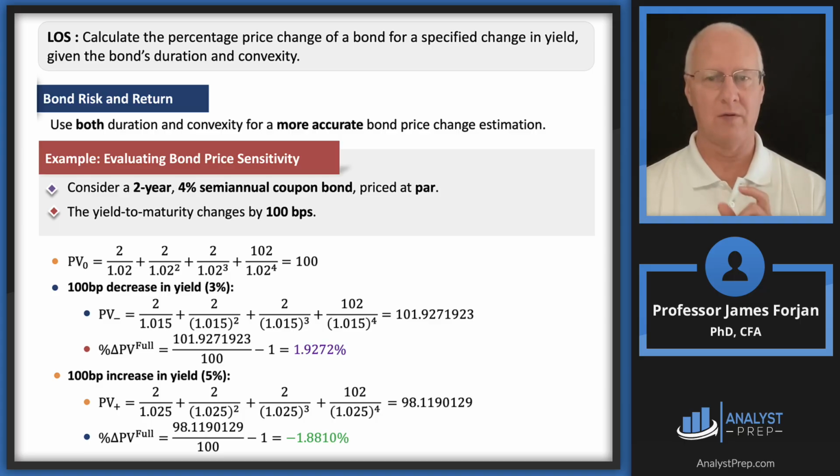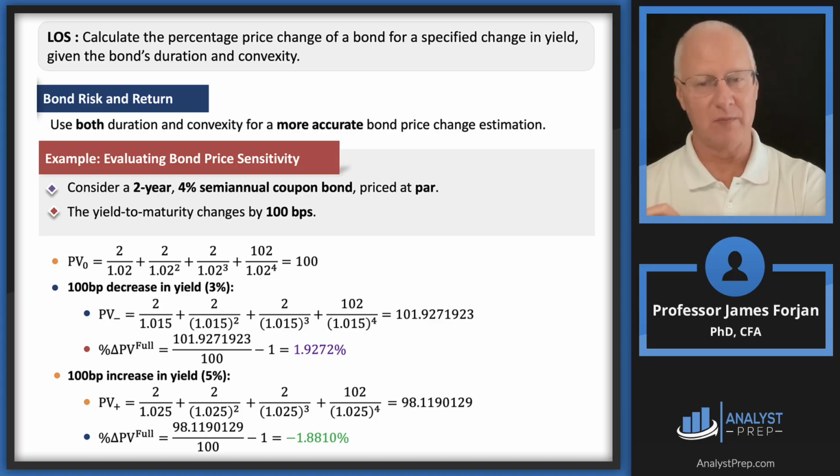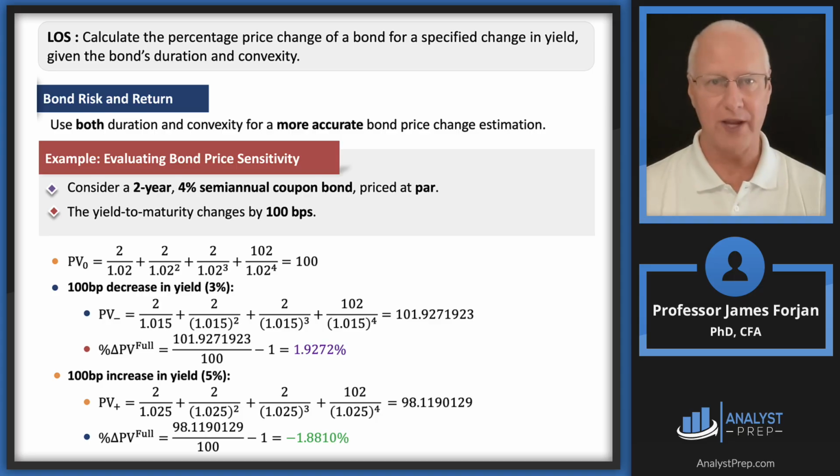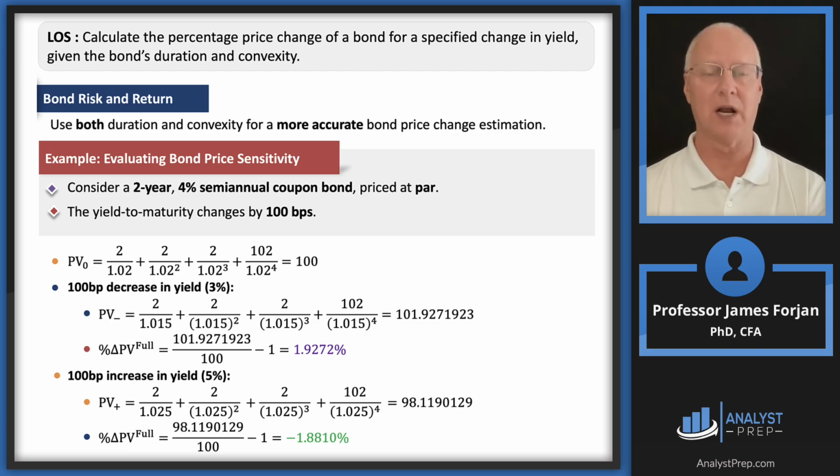But the purpose of this next section is to address the LOS, which asks us to calculate the percentage price change of a bond for a specific change in yield. And what's going to result is that when we use duration and convexity, hopefully we'll come out with a more accurate estimate of that price change. So that's an important concept. That's the motivation for what we're doing here in these next couple of slides.